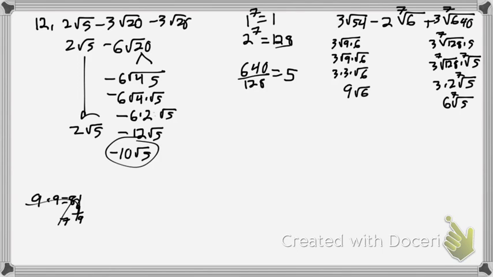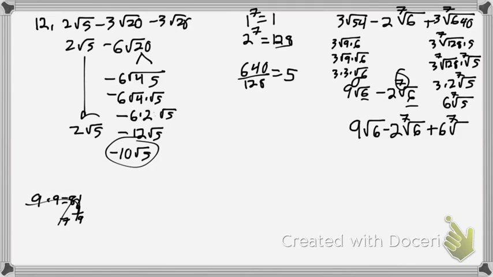So now we have 6 times the 7th root of 5. So now what we're left with is 9 radical 6 minus 2 7th roots of 6. Now, even though we have roots and 6's there, they don't have the same index. See, we have one that has the 7 as an index, and the other one doesn't have a listed index, which means it's 2. So we have 9 radical 6 minus 2 7th root of 6 plus 6 7th roots of 5. And that's our answer. See? We're like halfway there.